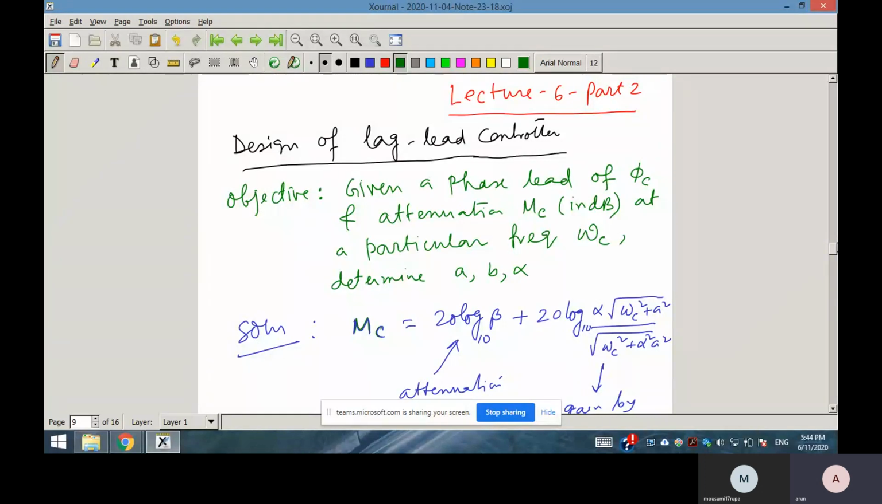So lead controller will provide phase lead as well as gain amplification. Lag controller's main objective is to provide gain attenuation. Of course, a little bit of phase lag will also be provided in this process. And for lag lead controller, the objective is to provide gain attenuation and phase lead together. So that is a contradictory objective we will meet using lag lead controller. Okay. Thank you.